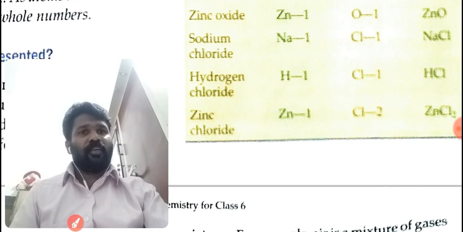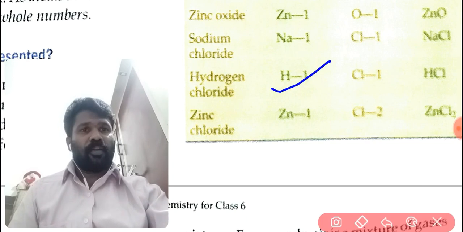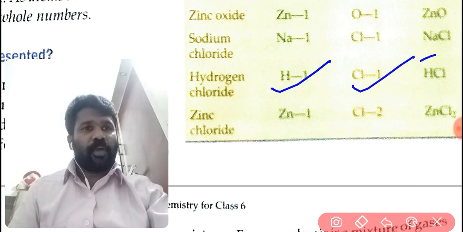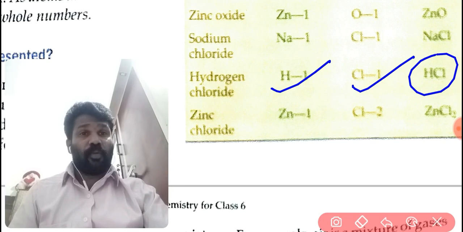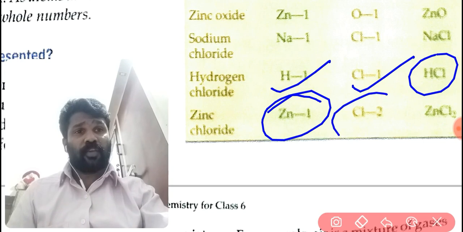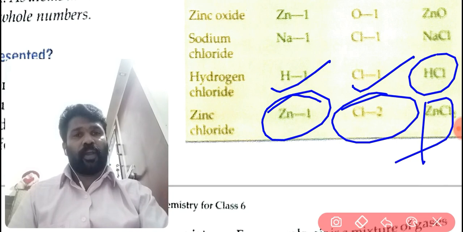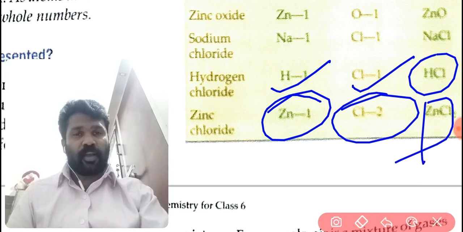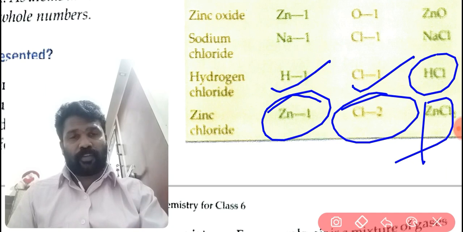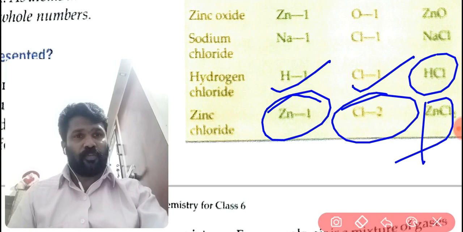Now hydrogen chloride: the hydrogen atom is only 1 and the chlorine atom only 1, which combine to form HCl, the formula of hydrogen chloride. Then zinc chloride is Zn1 Cl2, the chemical formula ZnCl2. These chemical formulae are all important for you. There is one section in the question paper to write the chemical formula of the following, so you have to underline and learn the chemical formulae and symbols. Okay students, don't forget.